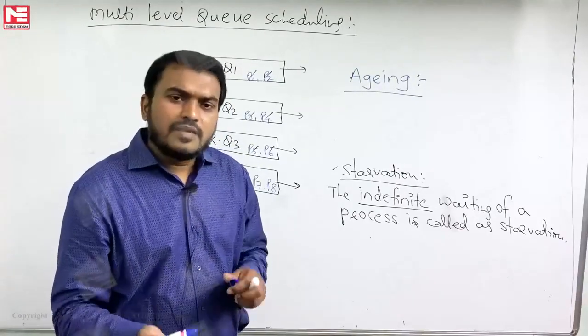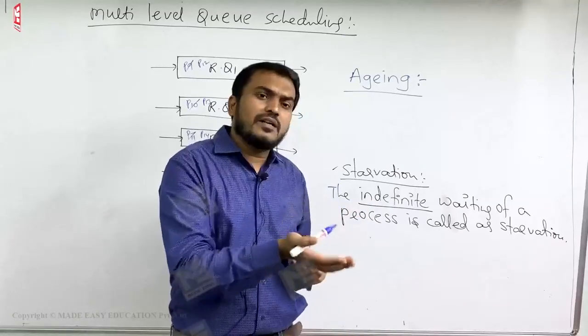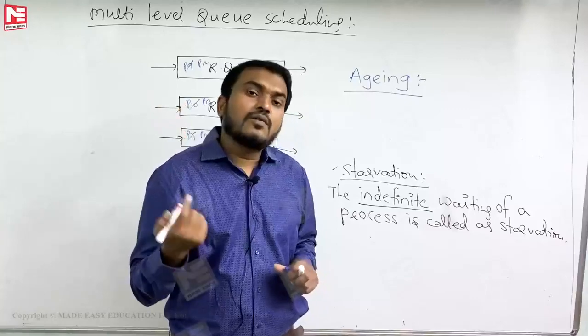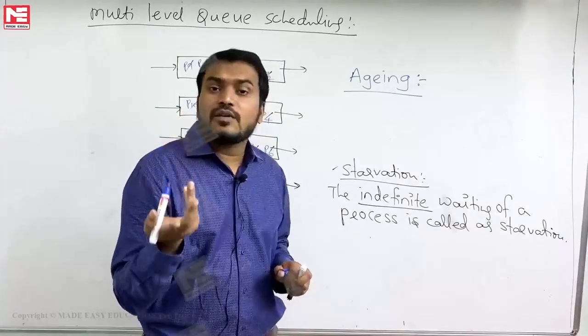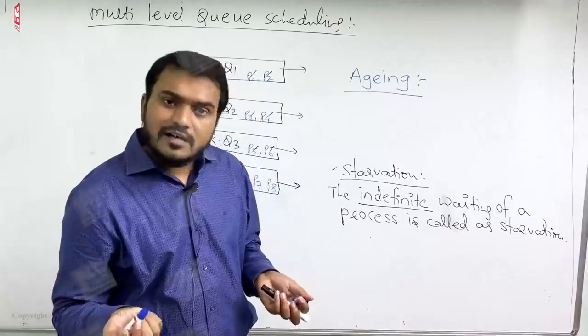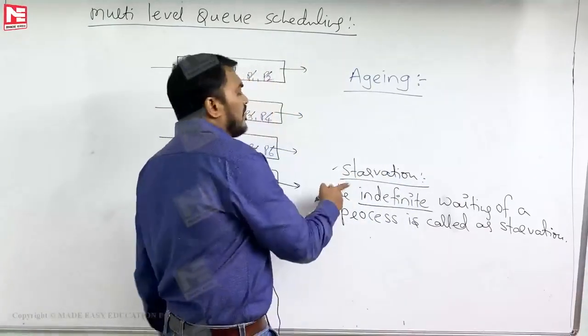Is that clear? If we keep checking the waiting time of a process, and the waiting time is increasing in the system, then what do we do? We increase its priority. So if we increase the priority, the process will get a chance to execute and the starvation problem will be avoided. This is a simple technique we use to avoid the problem of starvation.